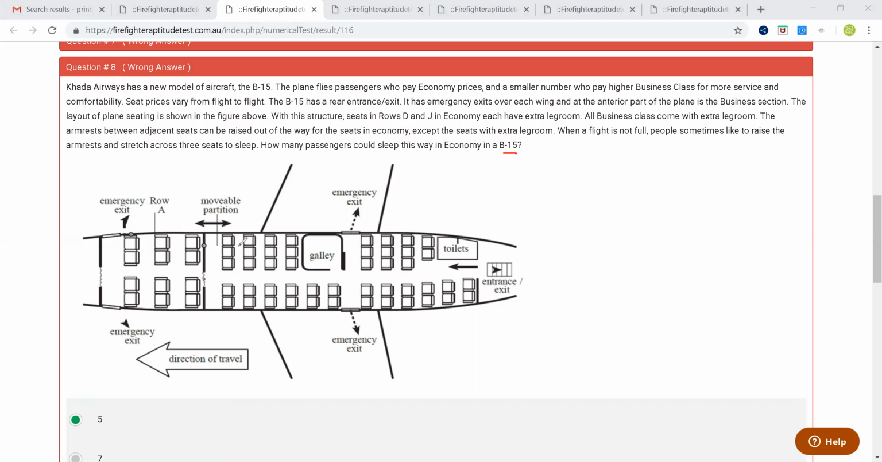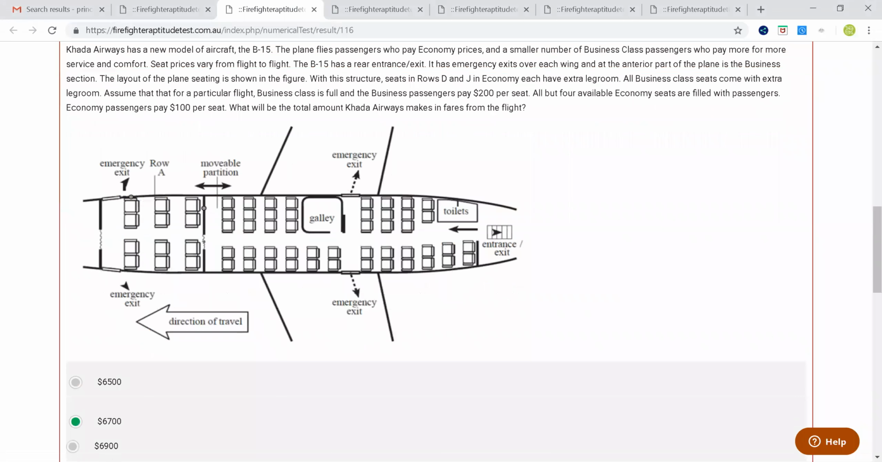Okay, so 3 seats, right? 1, 2, 3, 4. The armrest with the adjacent seat can be raised out of the way and is in the economy section, except the seats with extra legroom. There are 2 with extra legroom. So if you notice, 1, 2, 3, 4, 5, 6, 7, right? 7 rows are with 3 seats basically. Out of which 2 of them are with leg space. So you have to minus 2 and that leaves 5. And 5 is the answer. Okay, let's move into the next.